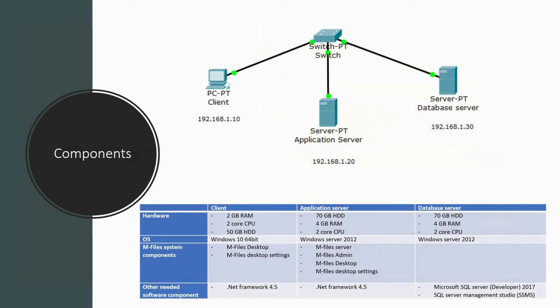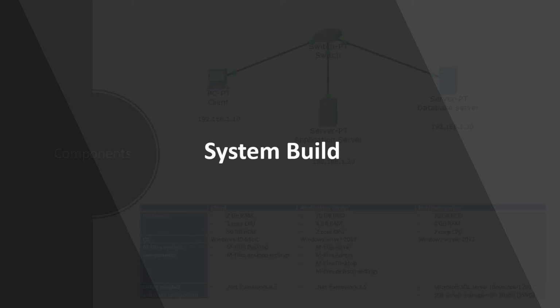An application server, which will be used to run the mFiles system, manage it, and serve the mFiles clients. A SQL database server to store the mFiles databases, and lastly a client machine. The hardware configuration and the running operating systems are assigned as detailed in the system documentation. The mFiles system components installed are added as detailed in the documentation and will be explained through the implementation.